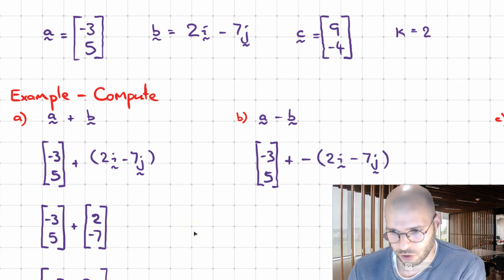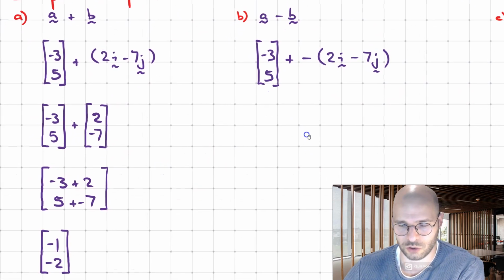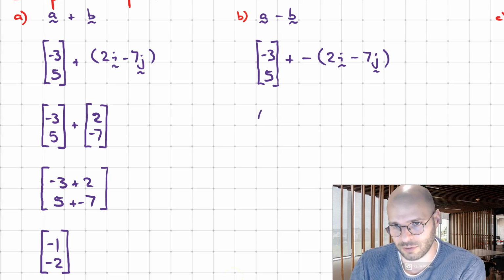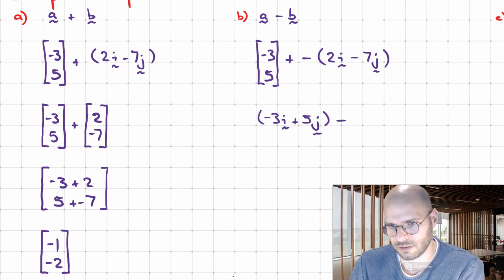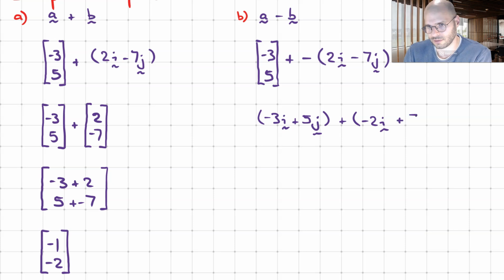Now I need to make the choice, do I want to represent both vectors as component vectors, or do I want to put them in unit vector form? Because I chose component vector form in the last example, I'm going to choose to do this one in unit vector form. So vector A is going to be represented as minus 3i plus 5j. The next vector, it's a plus, negative, in fact, let's say it's plus, and then I'll bring the negative in the bracket, so it's minus 2i plus 7j.